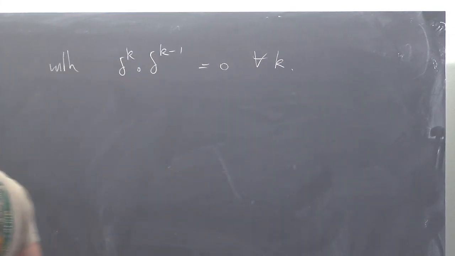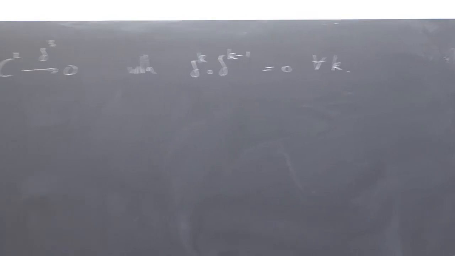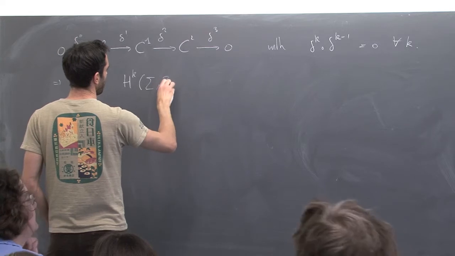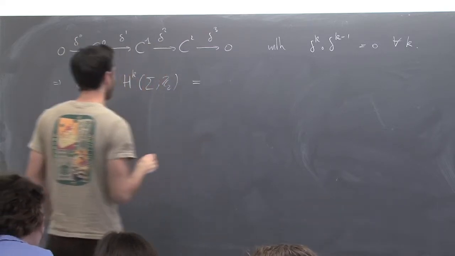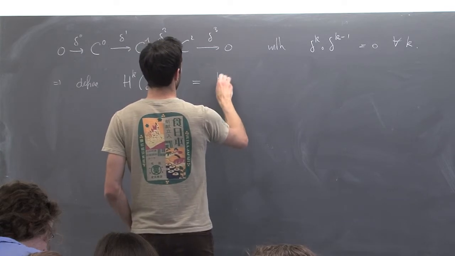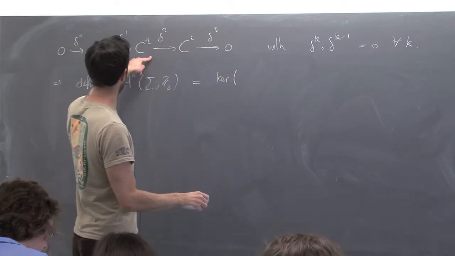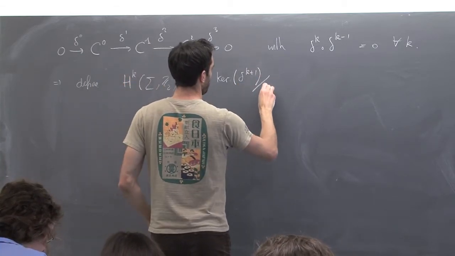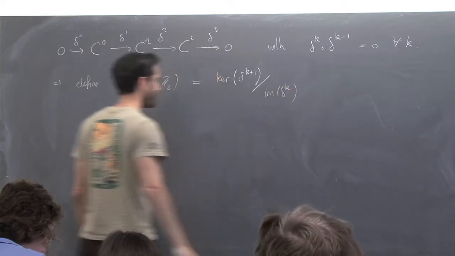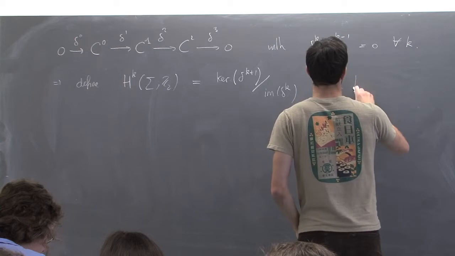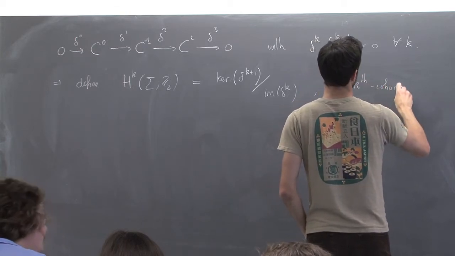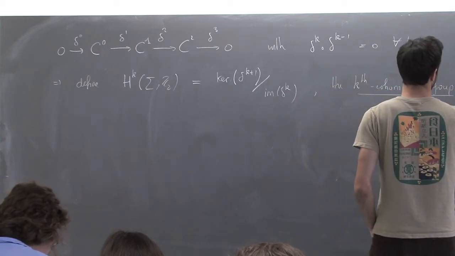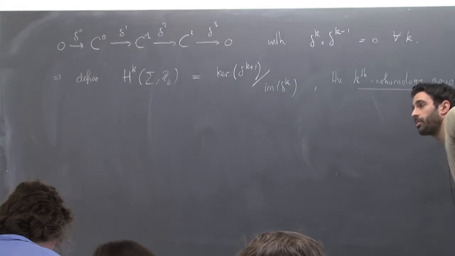And therefore, one can define H with a K on top, sigma, Z2, which is equal by definition, so it's the kernel. So I have to focus a little bit. This is the kernel of delta K plus 1 over the image of delta K. And it's called the kth cohomology group of sigma. Again, of course, it's a Z2 vector space.